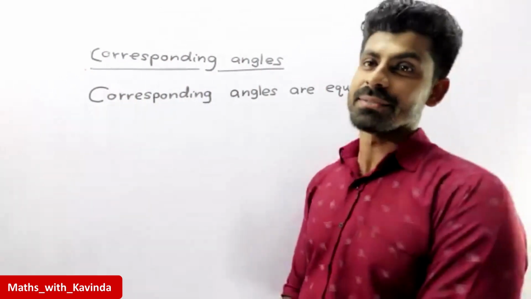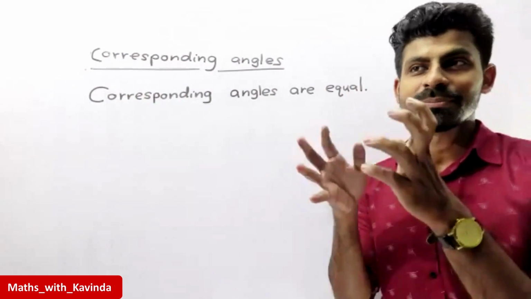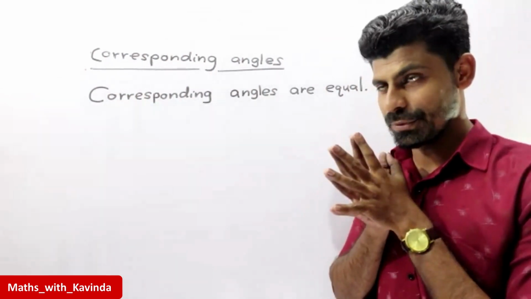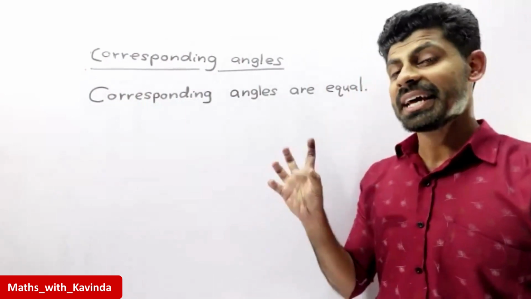Right. Look at the second one. What is the second angle? Corresponding angles. Corresponding angle means letter F. Letter F means there are four ways. Now you can see that one.